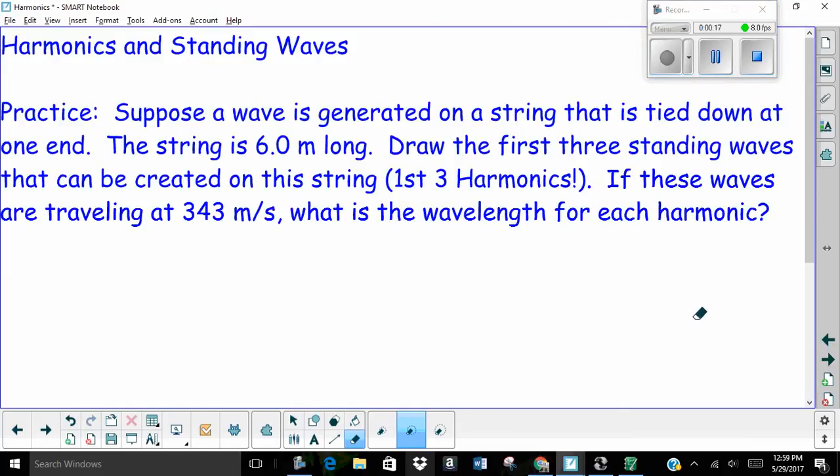Suppose a wave is generated on a string that is tied down at one end, very similar to the PhET simulation that you just completed. The string is 6 meters long. Draw the first 3 standing waves that can be created on the string, or what we call the first 3 harmonics. And if these waves are traveling at the speed of sound-ish, 343 meters per second, what is the wavelength for each of these harmonics? Practice drawing these into your notebook first, and then resume the video.